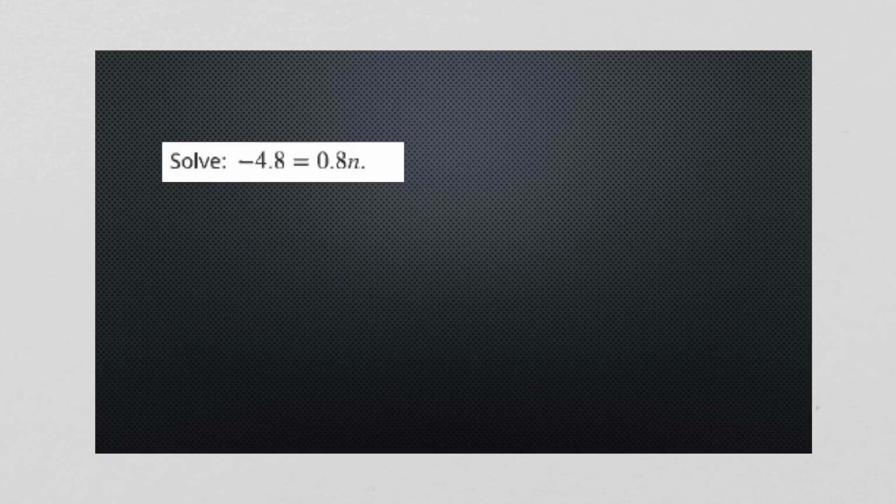Alright, so let's take a look at this one. Negative 4.8 is equal to 0.8 times n. How do you undo multiplication? Well, you undo multiplication with division. And you always, always, always divide by the number that's in front of the variable. So I'm going to divide by 0.8 on both sides.